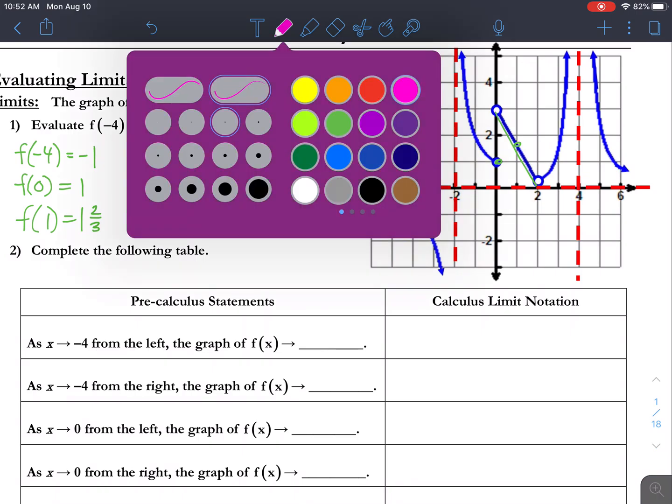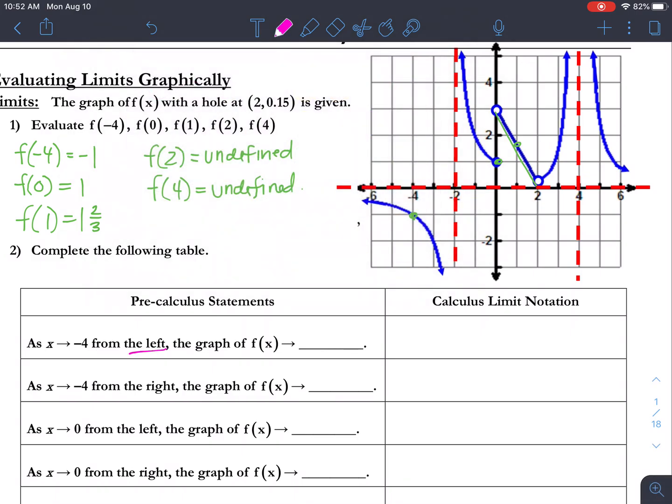Okay, so I'll start off with from the left. As we scan from the left, this graph, as we're getting closer and closer to -4, what y value am I approaching? I'm approaching -1. And we write that as the limit as x approaches -4 from the left. So we're going to have that little negative sign up there of f of x. The limit of f of x as x approaches -4 from the left, that's how we would say that, is equal to -1.